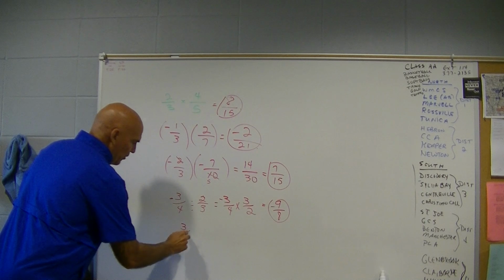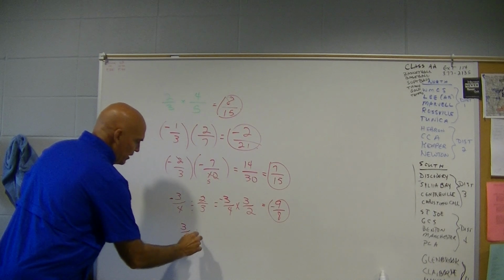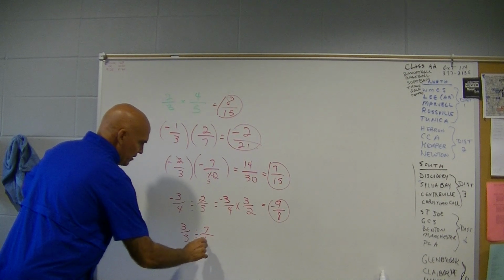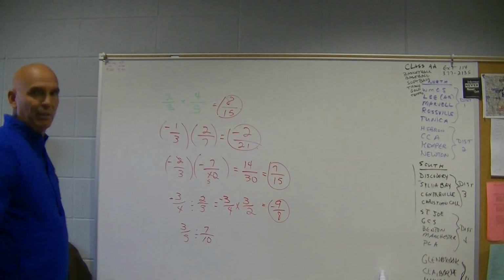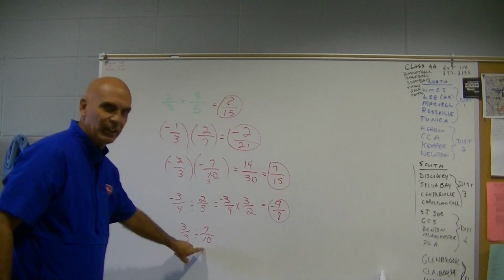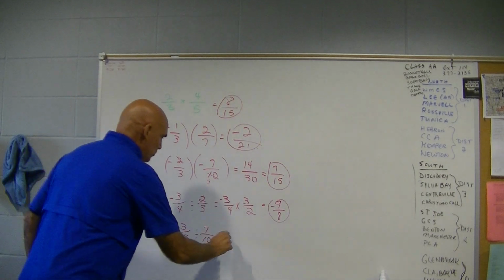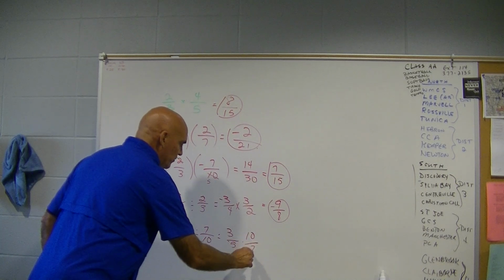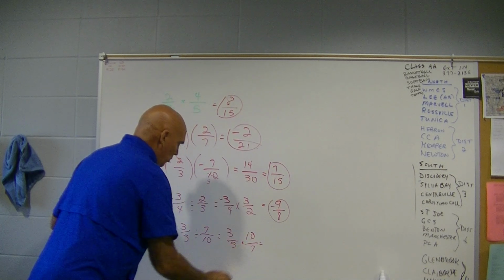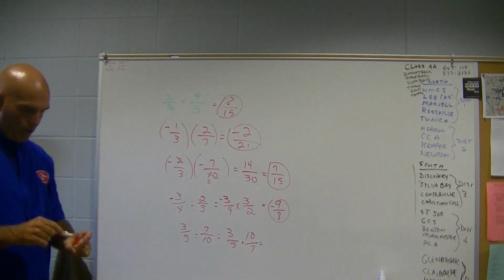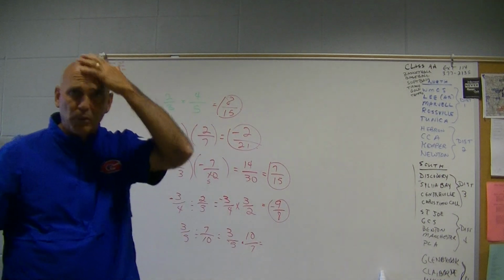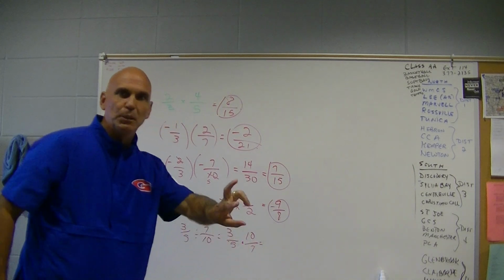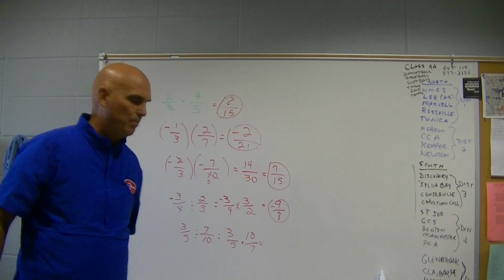How about 3/5 divided by 7/10? 3/5 divided by 7/10. When you divide by a fraction, invert and multiply. So you say that's 3/5 times 10/7. Invert and multiply, flip it over. By the way, some of you were asking about the reciprocal. When we talk about the reciprocal of 7/10, it's 10/7. The reciprocal, you just flip something over like that, okay?